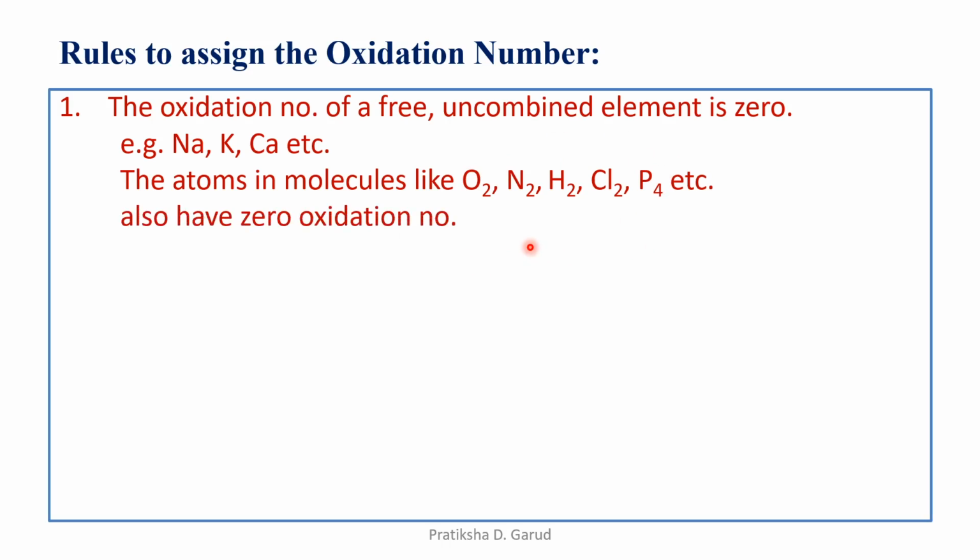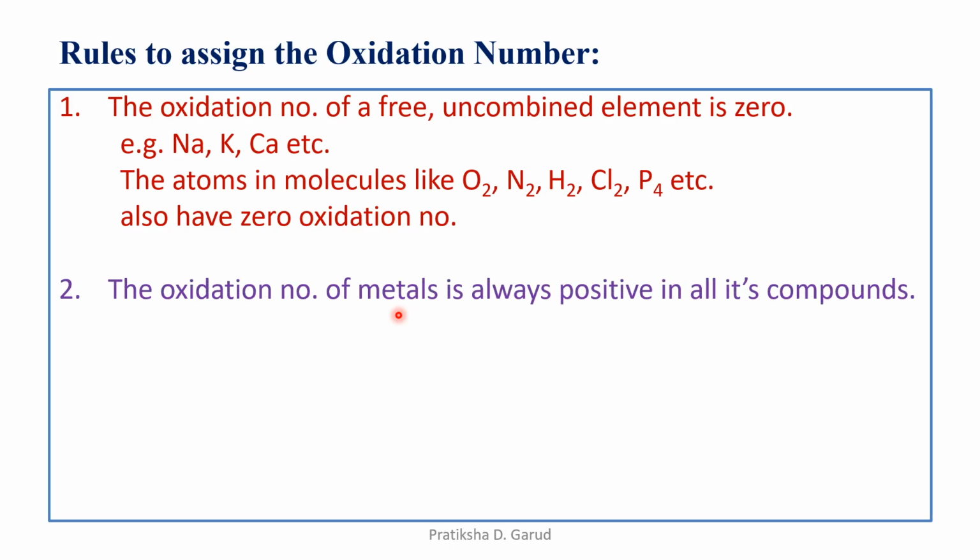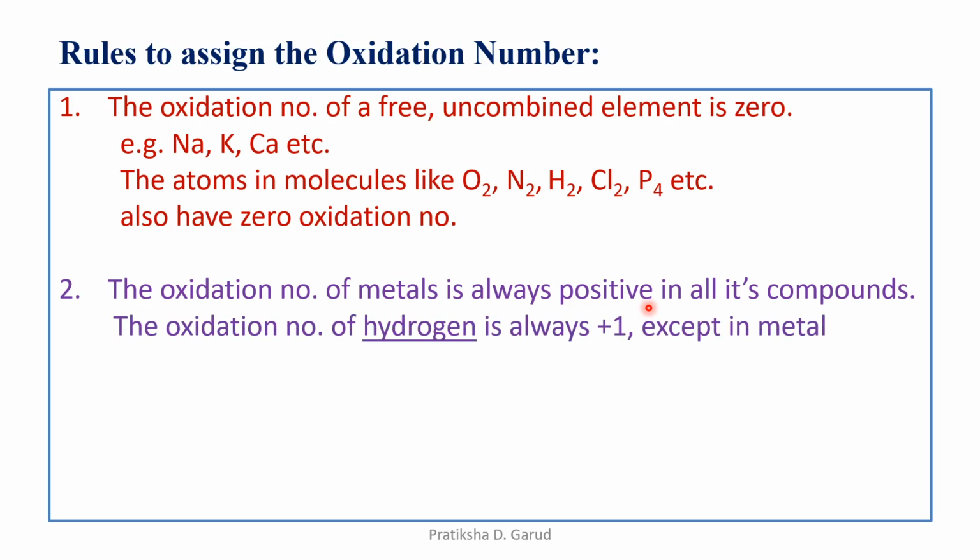Then the second rule: the oxidation number of metals is always positive in all their compounds. So we can say that the oxidation number of hydrogen is always +1 except in metal hydrides.